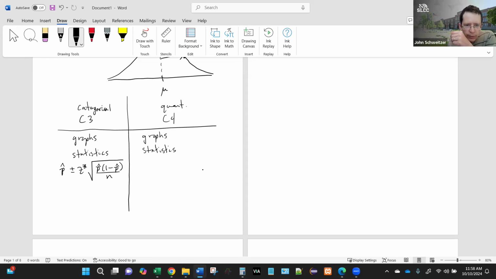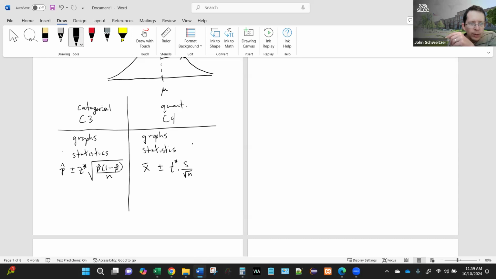It's not categorical, right? So we need confidence intervals to do that, but the formulas are different, okay? So how does it work? Let me write down the formula, and then we'll talk about it. It's similar and it's different.